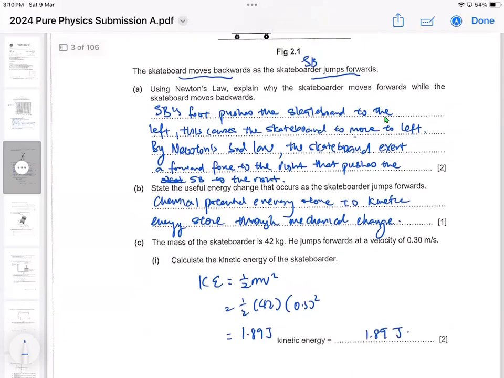Haley, okay for question 2 so far? Yeah. Okay. You jot down whatever you need first.